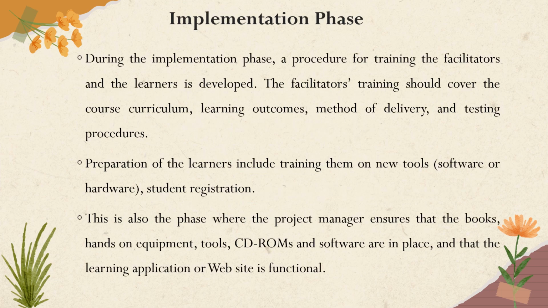The next one is the implementation phase. During this phase, a procedure for training the facilitators and learners is developed. Facilitator training should cover the course curriculum, learning outcomes, delivery method, and testing procedures. Preparation of learners includes training them on new tools like software or hardware, and student registration. This is also a phase where the project manager ensures that books, hands-on equipment, tools, CD-ROMs and software are in place and that the learning application or website is functional.